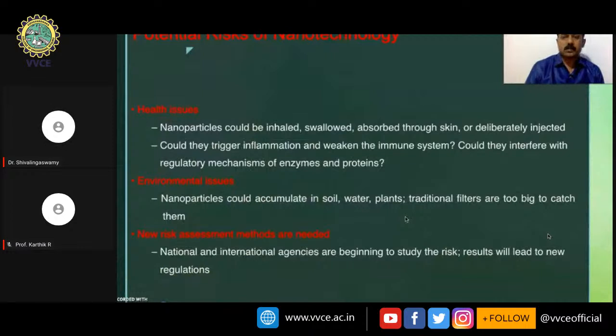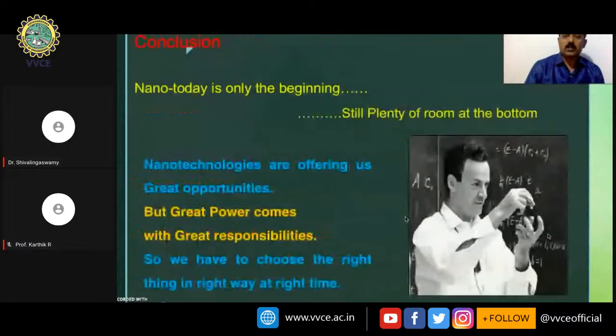This is about nanotechnology. As we have seen, this is only a beginning. But as Feynman said, there is still plenty of room at the bottom. We have a lot of things to be exposed with the help of nanotechnology and nanoscience. Nanotechnologies are really offering us great opportunities, but great power comes with great responsibilities. The only thing is we have to choose the right thing in the right way at the right time.